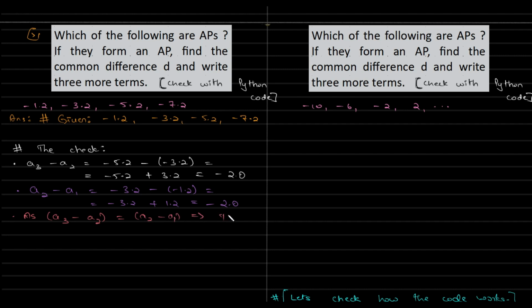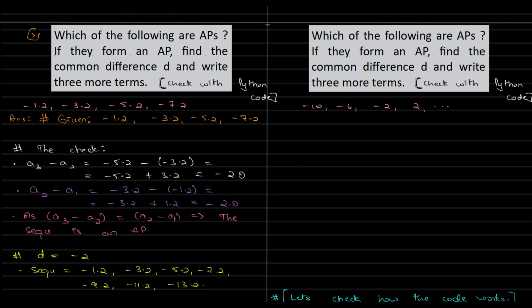This implies the sequence is an AP, where D is equal to minus 2, and the sequence itself is minus 1.2, minus 3.2, minus 5.2, minus 7.2, minus 9.2, minus 11.2, and minus 13.2.